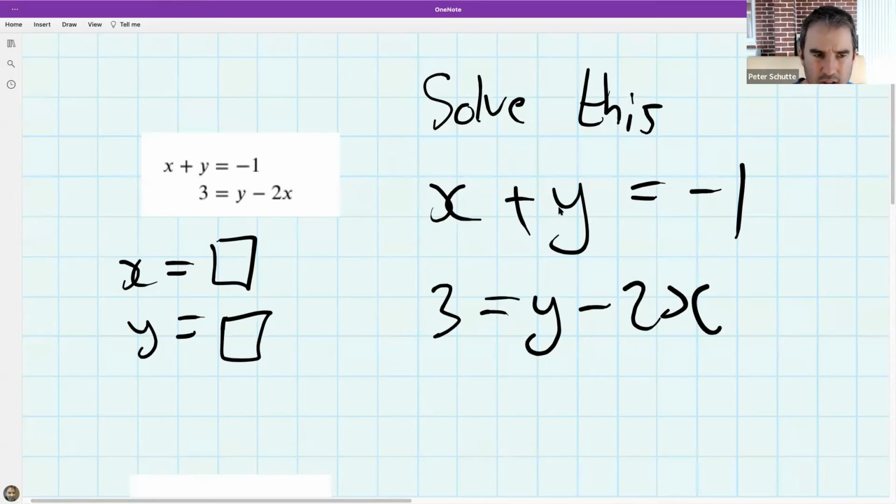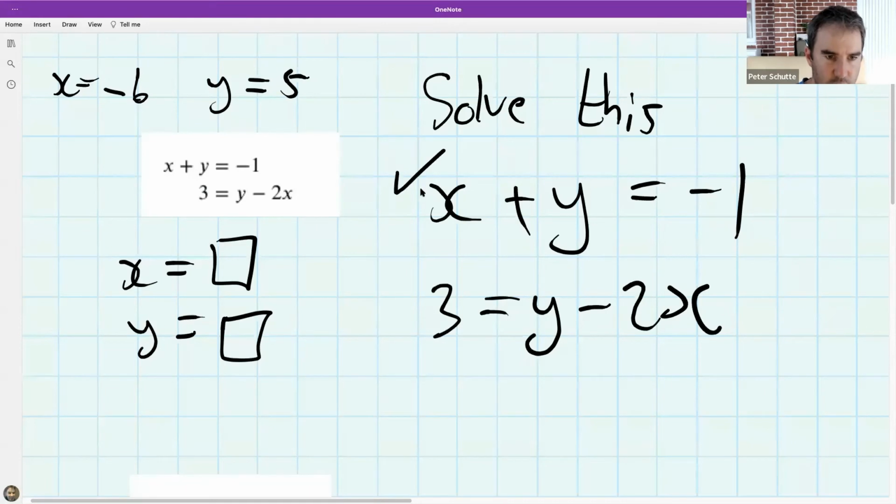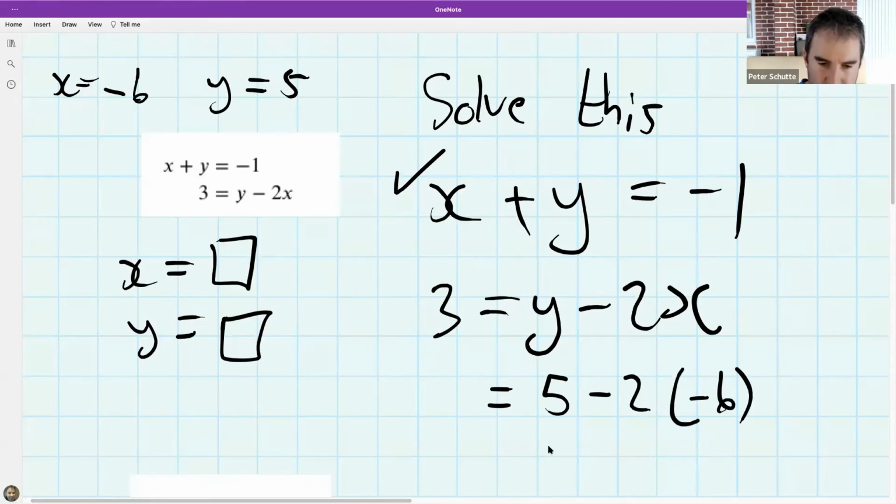So let's see, what was one of the ones I said in the previous question? I basically said x could have been -6 and y could have been +5, and then it would satisfy this first equation. Will that satisfy this equation over here if I sub it in? Well, let's check. If I sub it in here, 5 minus 2 times -6 is going to be equal to 5 plus 12, and 5 plus 12 is not equal to 3.